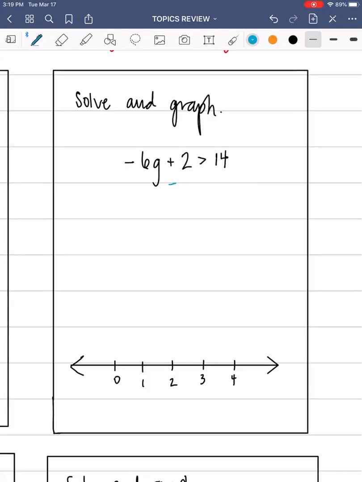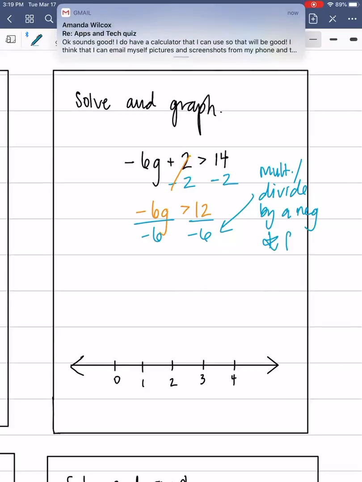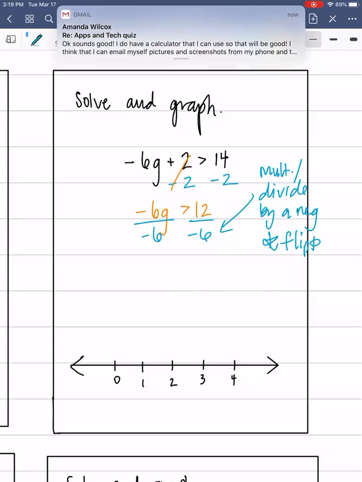So I'm going to start this one by subtracting 2, because we got to get g by itself. Now I'll have negative 6g, greater than 14 minus 2 is 12. Okay, here's the thing. I want to divide by negative 6, right? But when we divide by a negative, we have to flip the inequality. This also happens when we multiply. Multiply or divide by a negative means we have to flip the inequality.